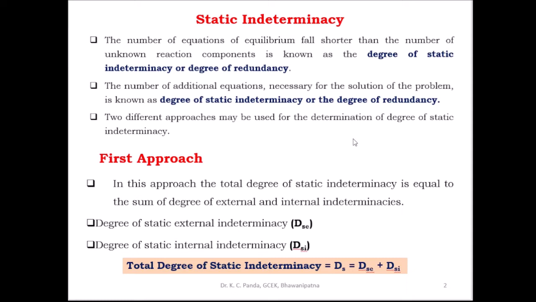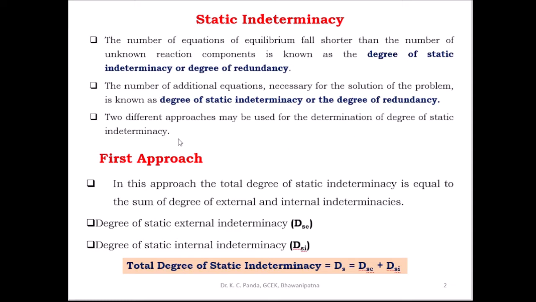So in this case, additional equations are required to get the unknown reaction components. The additional equations based on the compatibility of deformation must be written in order to obtain a sufficient number of equations for the determination of all the unknowns. The number of these additional equations necessary for the solution of the problem is known as the degree of static indeterminacy or the degree of redundancy of the structure.